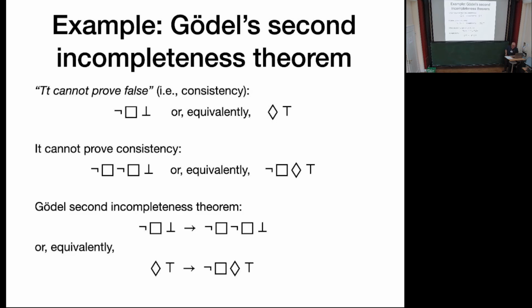And the second incompleteness theorem is: not box false implies not box not box false, or in a more compact form, diamond true implies not box diamond true. Okay? This is just to give an idea of what you can do with this kind of logic. So if you are lost, don't worry. It's not very important to have all these details in mind.